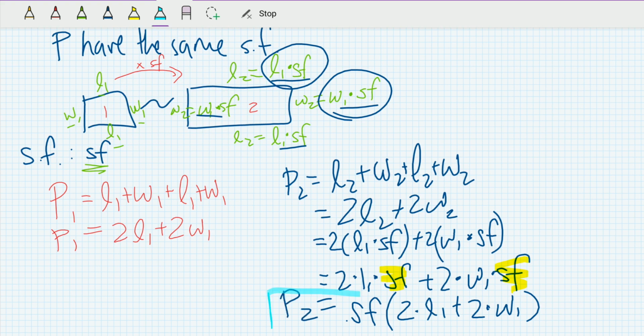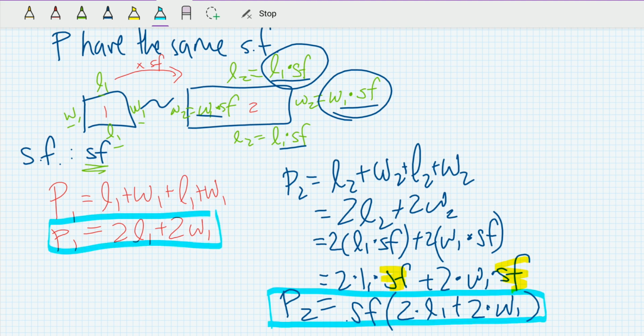Look at this and compare it to this one here. It's technically the same: 2L1 plus 2W1, 2L1 plus 2W1. The only difference is that you have an SF in the front, and if you remember, the SF is the scale factor. So what this really shows is that the perimeter of the second shape is the exact same answer, 2L1 plus 2W1, but just times that SF. Technically, that's what you're doing for every single dilation or similarity. So that right there is the proof.